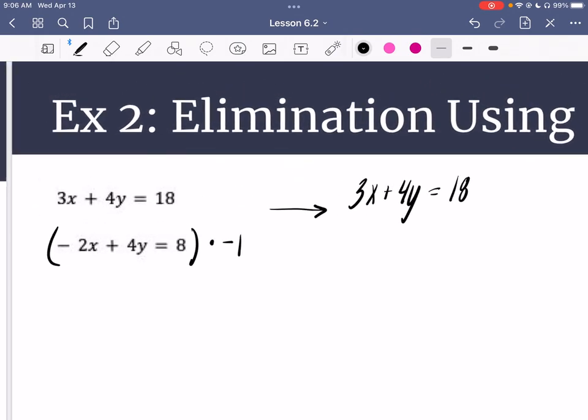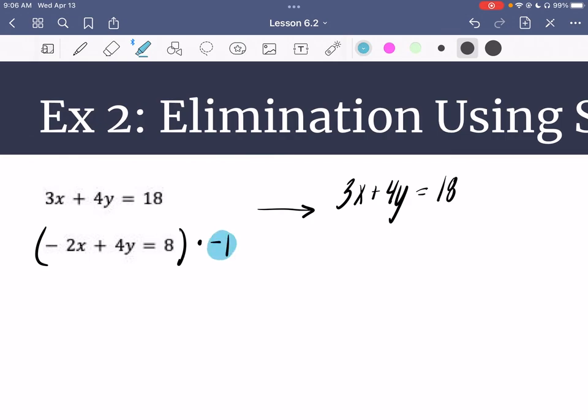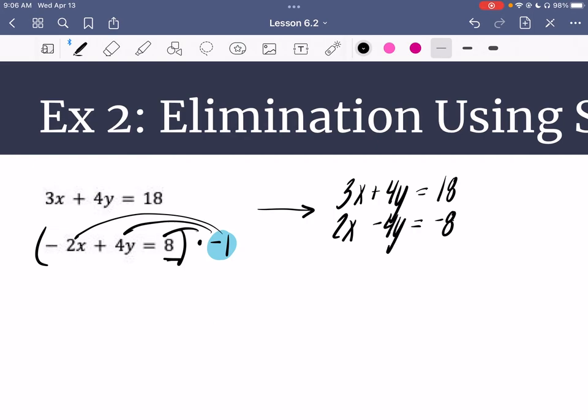And then when I multiply this by negative 1, make sure you are distributing that to every single term, including this one on the other side of the equal sign. So all my signs flip. This becomes positive 2x, a minus 4y, and a minus 8 on the other side. And the reason that we like to do that instead of just writing a subtraction symbol out in front is so that you do not forget to switch every single sign.